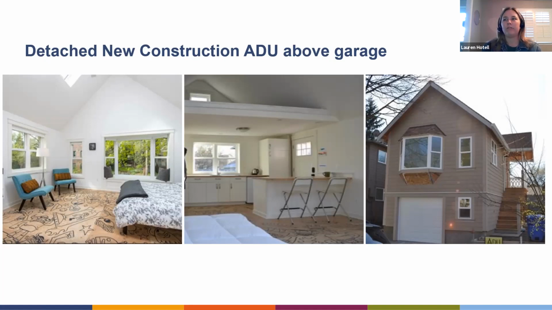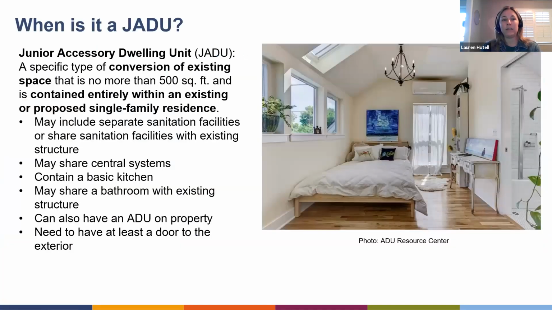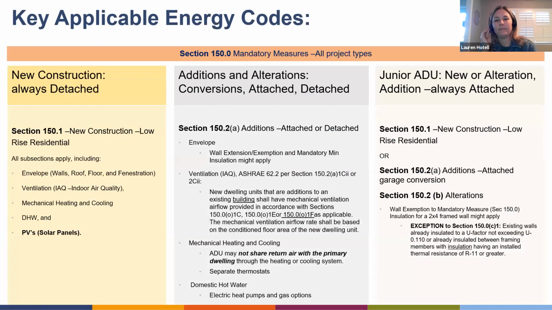I know Jennifer's going to touch a lot on this, but if the garage was existing and all they did was add the unit, the ADU above the garage, that's not considered new construction. Therefore, the PV requirement would not kick in. Feel free to continue to use the chat if you have more questions. Otherwise, I'm going to hand it over to Jennifer.